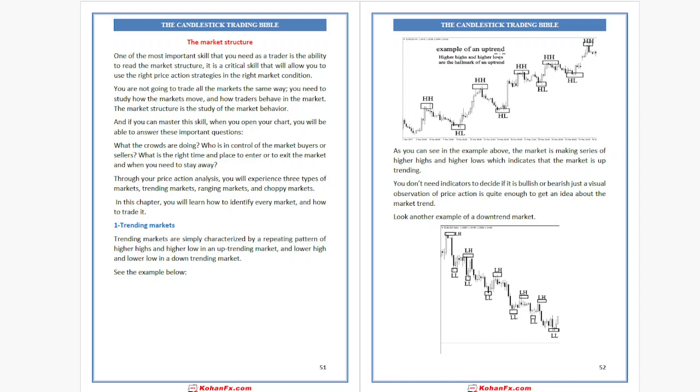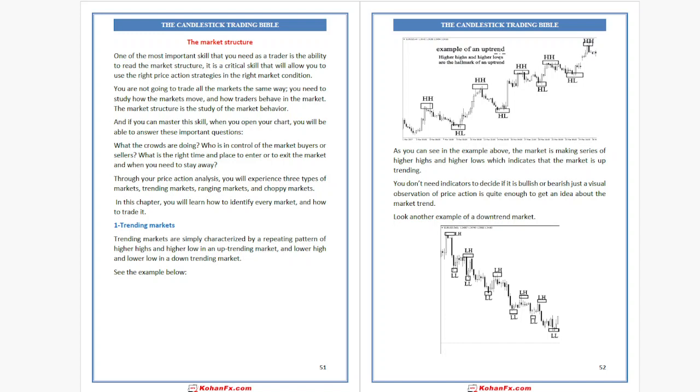And if you can master this skill, when you open your chart, you will be able to answer these important questions. What are the crowds doing? Who is in control of the market, buyers or sellers? What is the right time and place to enter or to exit the market? And when do you need to stay away? Through your price action analysis, you will experience three types of market: trending market, ranging market, and choppy market. In this chapter, you will learn how to identify each market and how to trade it.